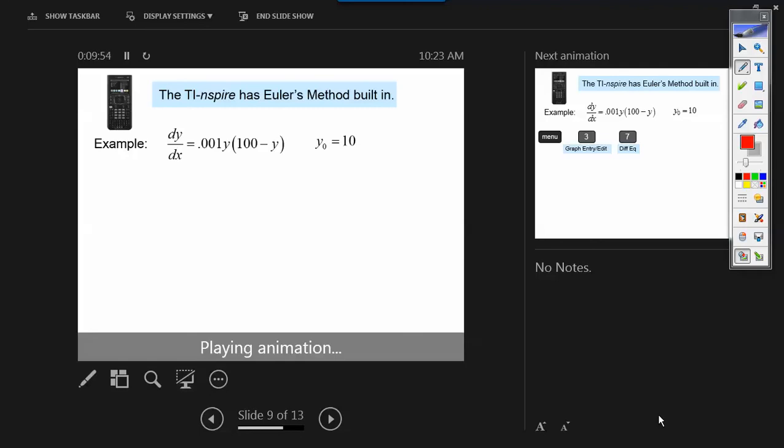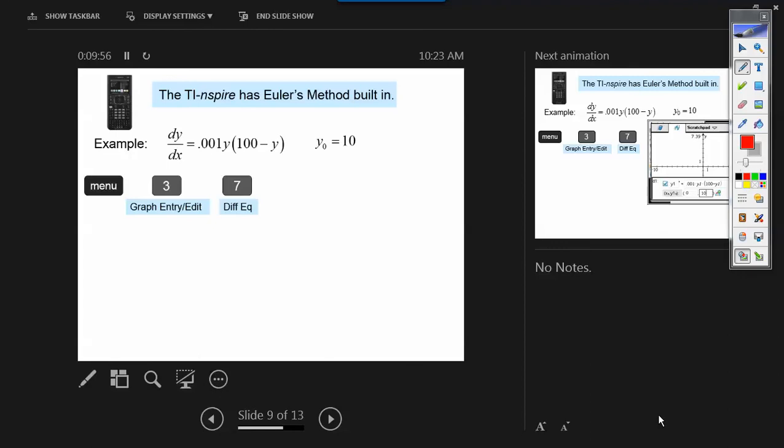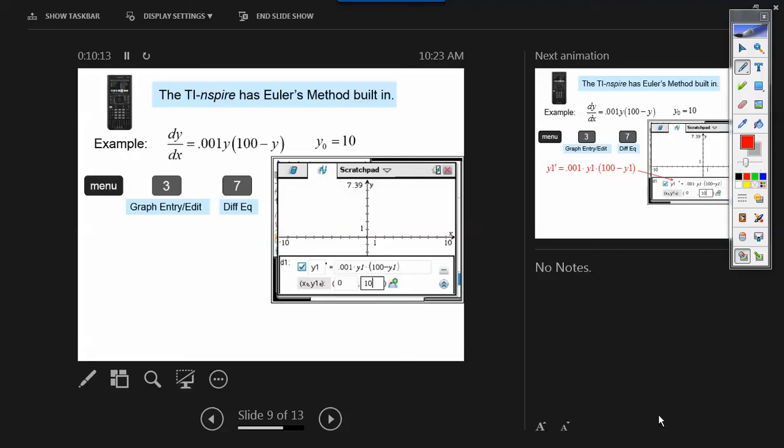So everybody go to your menu, go to your graph entry. Now I don't think differential equation is number 7 anymore. I think it's number 8. So we're going to go to our graph screen. This is how we're going to do it on our calculator. We're going to trace on our calculator to get y of 2. So we're going to trace, go to differential equation, which I think is number 8. Now yours is up at the top, I think, instead of the bottom. Now we're going to change how we type this in just a little bit.